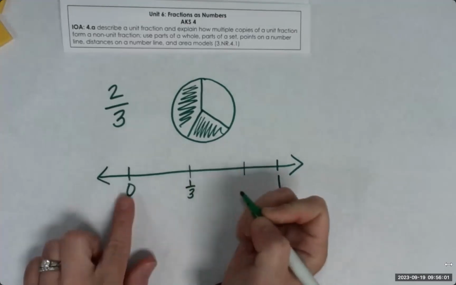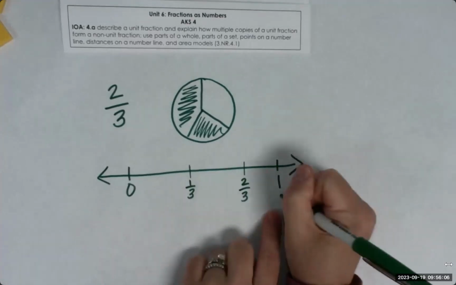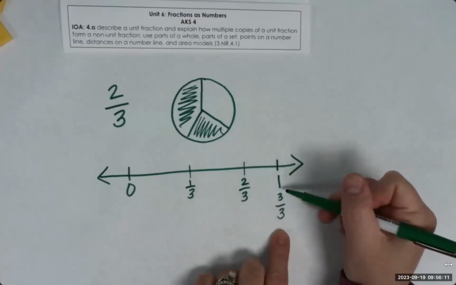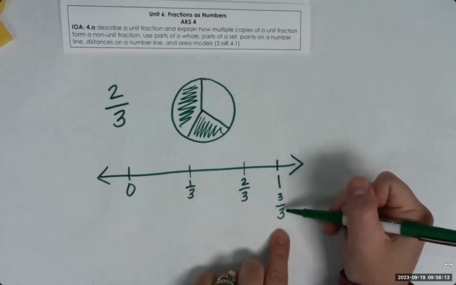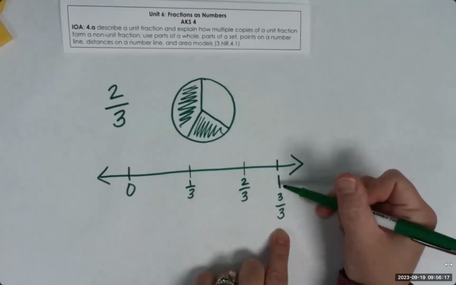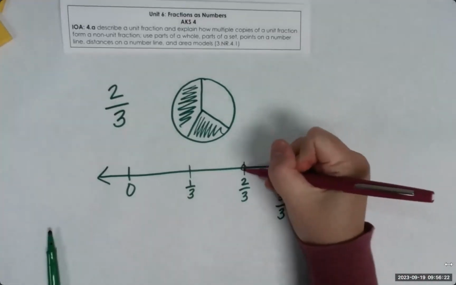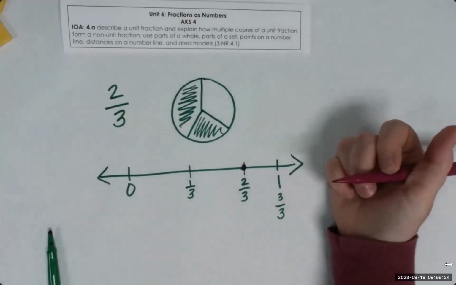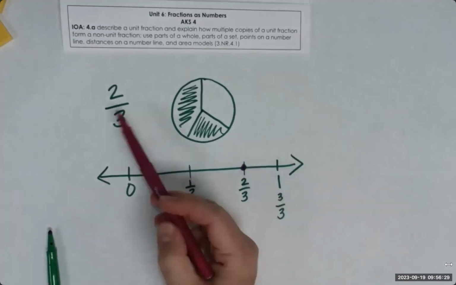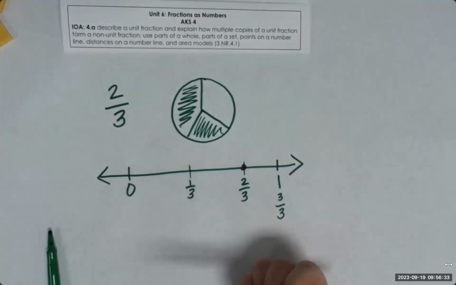But as I count from 0, I go 0, 1/3, 2 thirds, 3 thirds. And again, I like to go ahead and write what that 1 whole would be written as a fraction, just to go ahead and start showing students that equivalency. And then if I want to mark 2 thirds, I would mark 2 thirds with a dot right at that spot, because I would know that this is 1/3, that is 2 thirds away from 0.